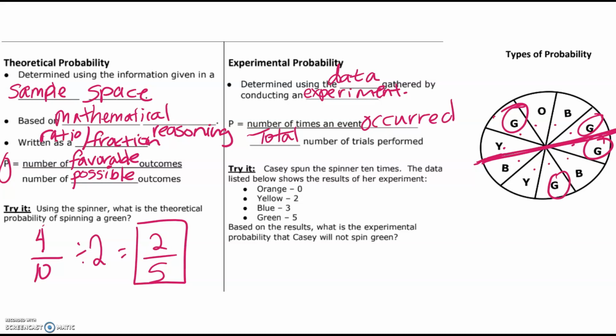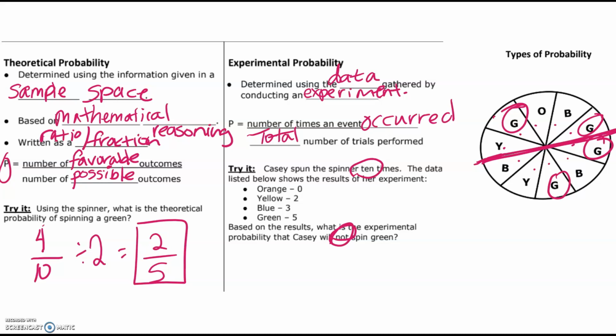It says Casey spun the spinner 10 times. That's important. The data listed below shows the results of her experiment. All right, so orange 0, yellow 2, blue 3, green 5. Based on these results, what is the experimental probability that Casey will not spin green? That's important. Not spin green.